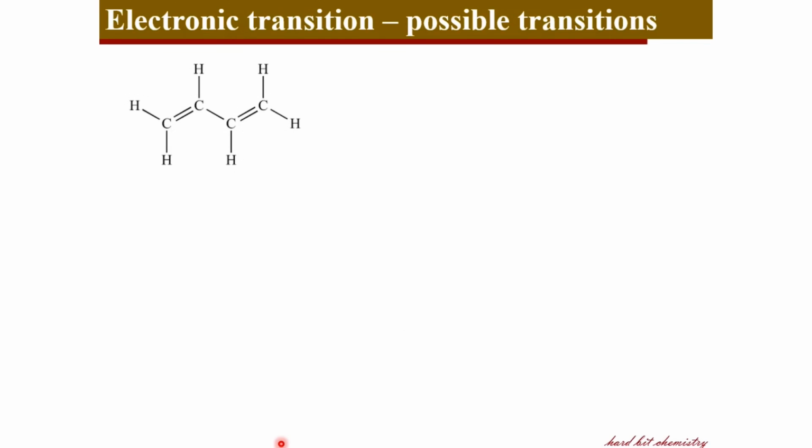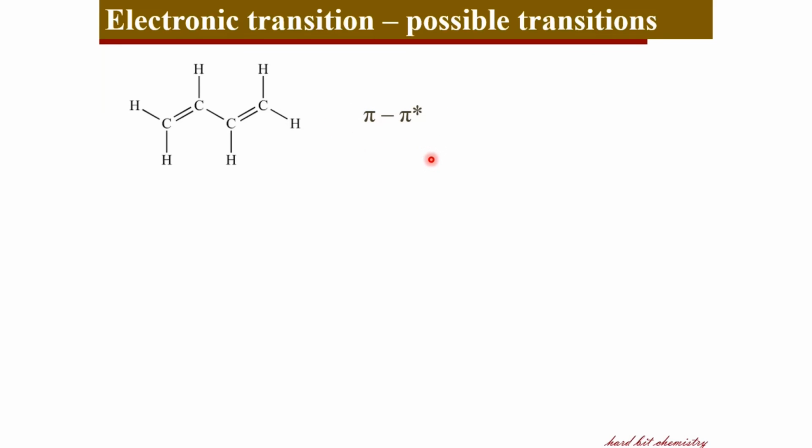The first one I have here is butene. Here let's check which are the possible transitions. Obviously sigma to sigma star is possible because there are sigma bonds between atoms, and in addition to that you've got pi bonds, which suggest a possibility of a pi to pi star transition. So for this particular molecule, the dominating character in the UV-visible spectrum will be due to the pi to pi star transition.